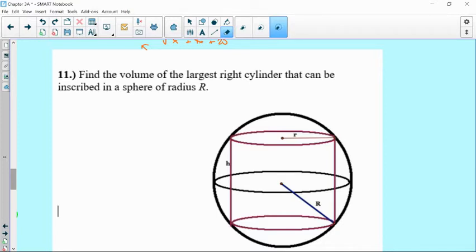It says find the volume of the largest right cylinder that can be inscribed in a sphere of radius R. So this R right there, even though it's an unknown, is a constant. The little r and this h, which is the height, those are variables. We're trying to pick which ones will give us the biggest volume of this cylinder. In case you forgot, the volume of a cylinder is the area of the base, which is pi r squared, times the height.